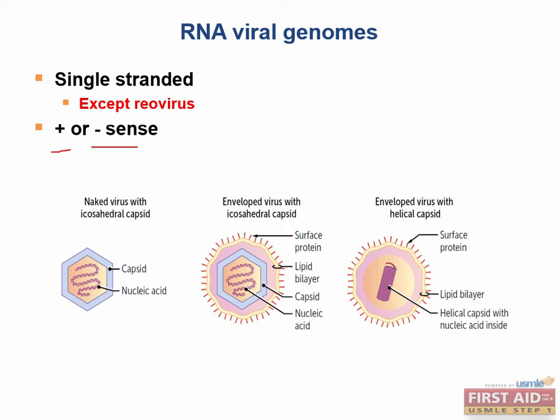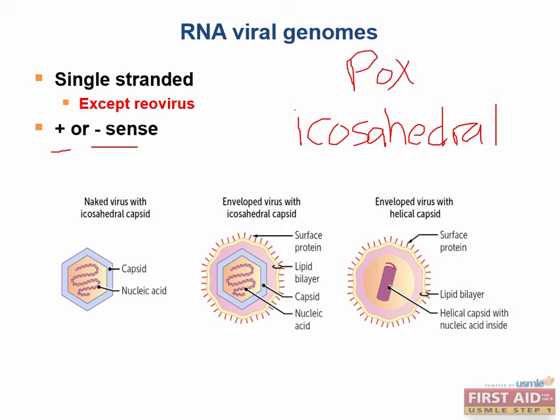Do you remember back to the DNA viruses, are they mostly icosahedral or helical? Remember, most DNA viruses are icosahedral. And what is the one exception to this? Remember, the pox virus has a complex protein structure that is neither icosahedral or helical. Very good. And another rule to remember is that all helical capsids are enveloped.